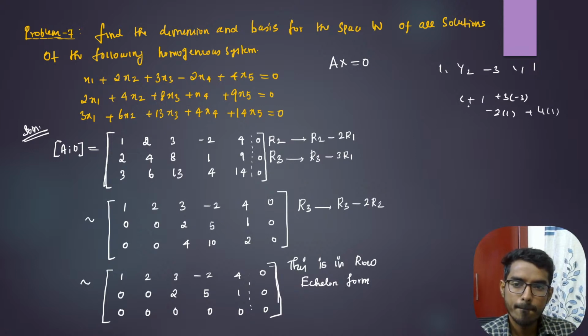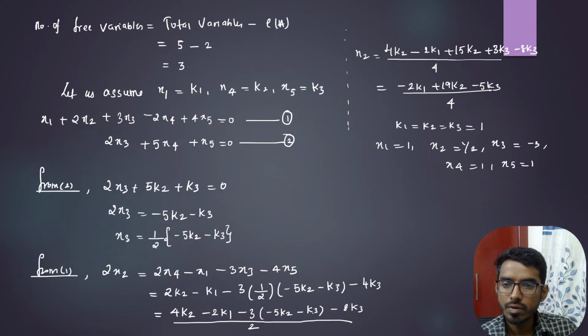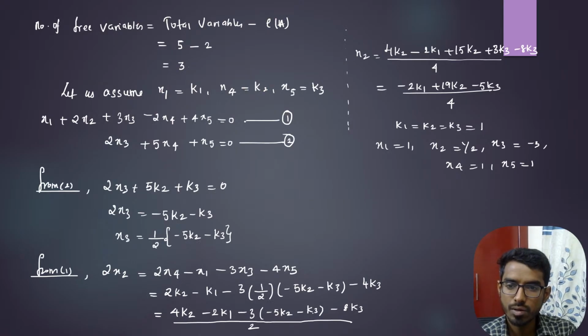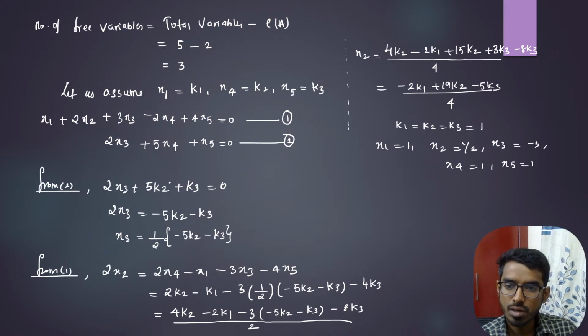So 2, 1 by 2, minus 3, 1, 1. So 1 plus 1 is 2, 2 minus 9 is minus 7, minus 1 minus 2 is minus 9. I think I have made a mistake. So I assumed x1 to be k1, x4, x5. So we have the new system. Just a minute, I'll check this. Actually this is x4, x5, I wrote. Okay, so x4 is k2, x5 is k3.